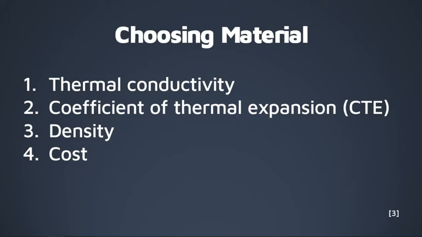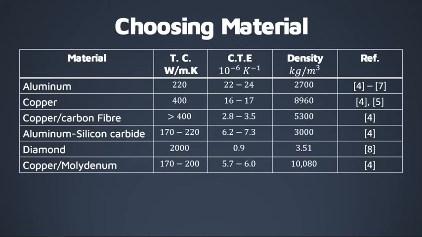And second is CTE, or coefficient of thermal expansion, which describes how much the material expands because of a change of temperature. The third is density, which describes the weight of the material in a specific volume. And the fourth is the cost. We want the cheapest material but with the highest performance. Therefore, there are several materials that may be chosen for this system.